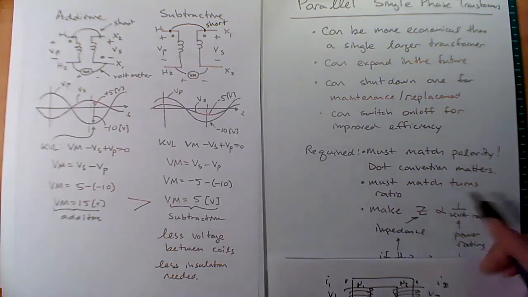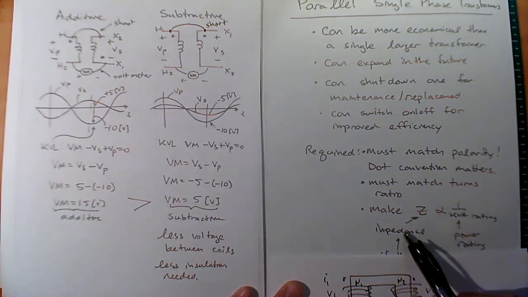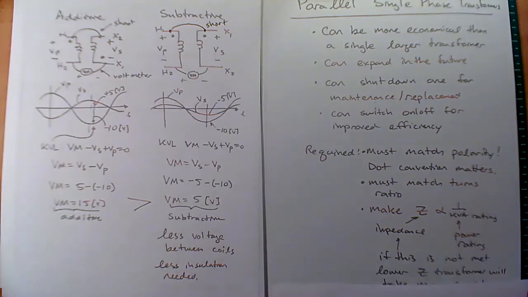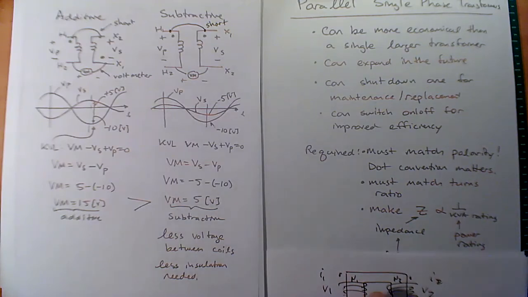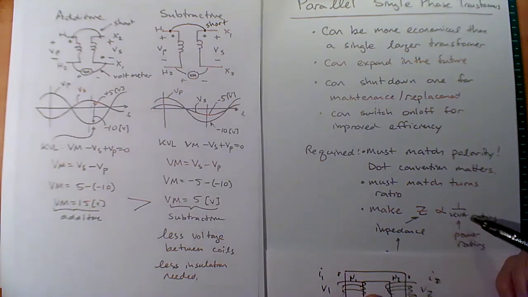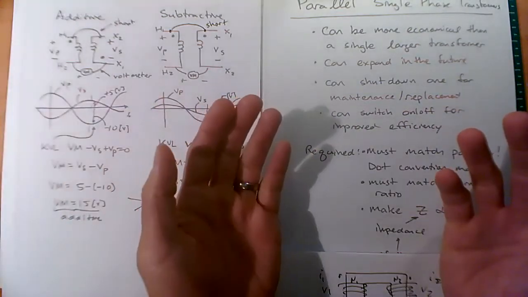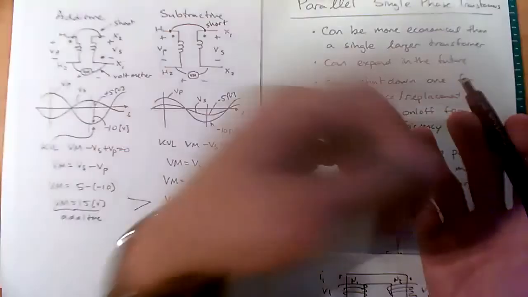Now the other one is kind of interesting. This is a subtle but very, very important idea. You want to make the impedance, remember, impedance is resistance to AC current, right? You want it proportional to 1 over the power rating. You're like, well, that's kind of weird, right? And so why would you want that? Well, if you have two transformers, one's low powered, one's high powered, and they have the same turns ratio, you want the low powered one to have a higher Z, so more current goes to the higher power transformer, if that makes sense.